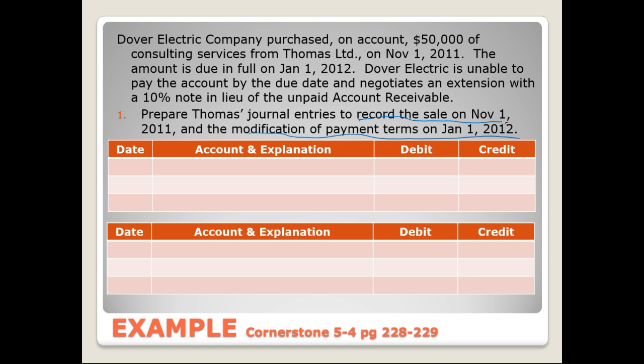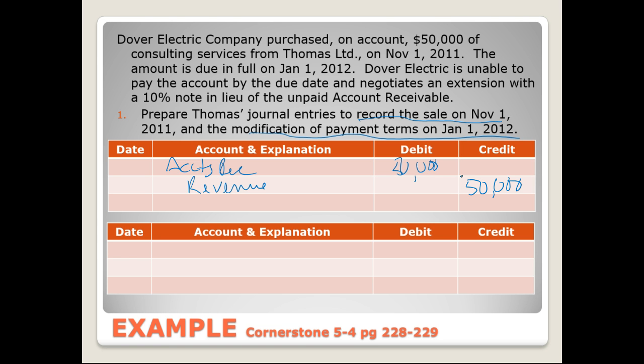Before Thomas thought that there was going to be any problem with Dover paying, they sold them $50,000 of consulting services. That meant they had a revenue of $50,000 and an accounts receivable of $50,000, right? Accounts receivable would have been a debit entry because it's an asset account, and their revenue would have been a credit entry of $50,000. And Thomas Limited would have expected to get paid in full on January 1st, 2012.